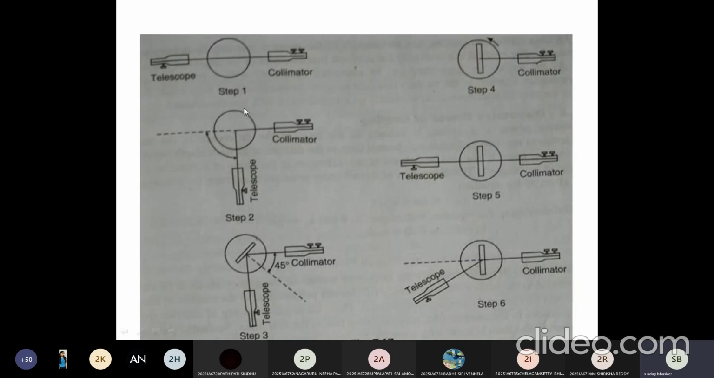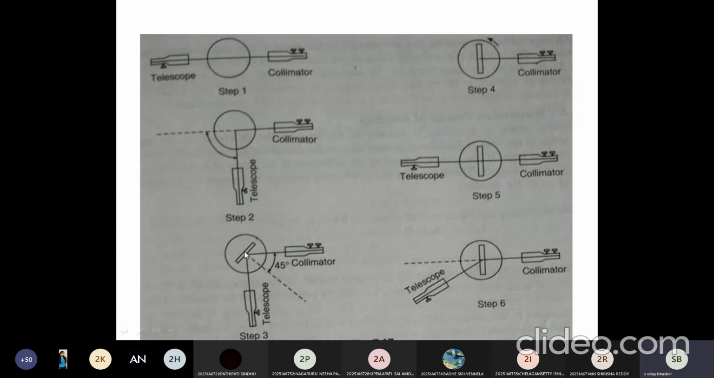I'll place a grating element such that the light gets reflected into the telescope. Step 3. Okay, light gets reflected into the telescope, again matches with the crosswire. That means at the center. That implies now the light has taken a 90-degree turn. When it has taken a 90-degree turn, that means angle of incidence is 45, angle of reflection is 45.